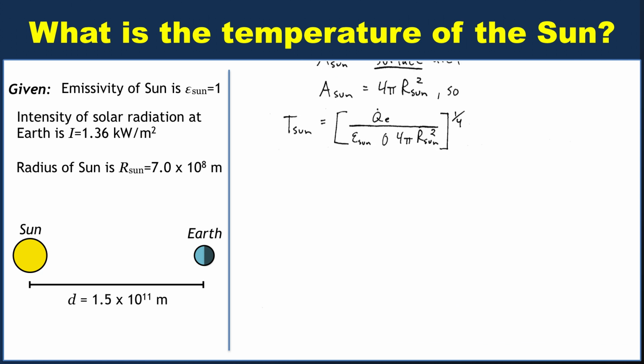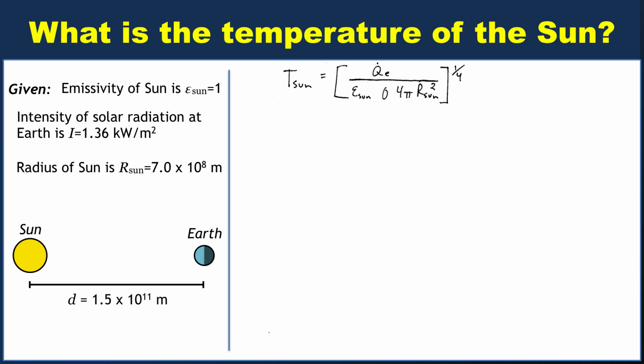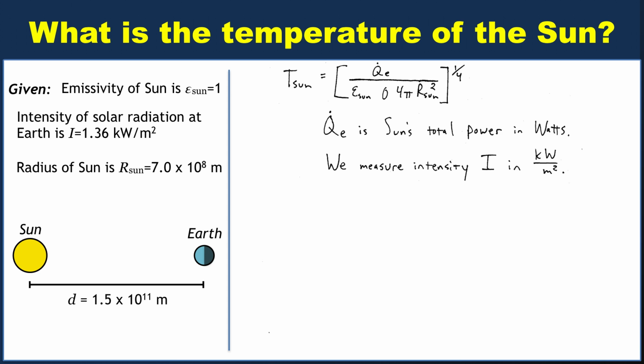Looking at this expression, we have all of the variables except Q dot E. Q dot E is not the same as the intensity, but they're related. Q dot E is the Sun's total power in watts. What we measure, however, is the intensity, which is in units of power per area. So we need to relate those two.